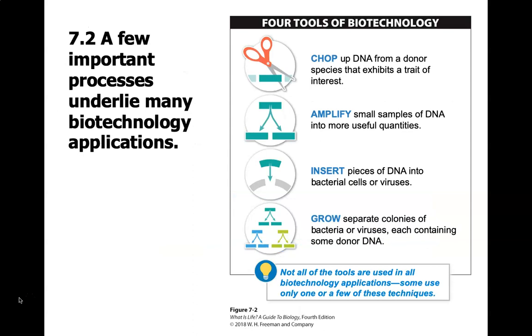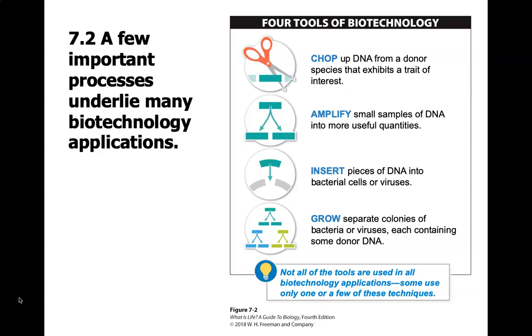All right, so let's talk about the general process of biotechnology. And we're going to see these processes, maybe some of them, all of them together, in the different applications for biotechnology. So the first thing we need to do is chop DNA out of the species that has a trait we're interested in. Then we need to amplify it. That means that we need to take that DNA that we're interested in and make a whole bunch of copies of it, because a small amount of DNA is not very useful.